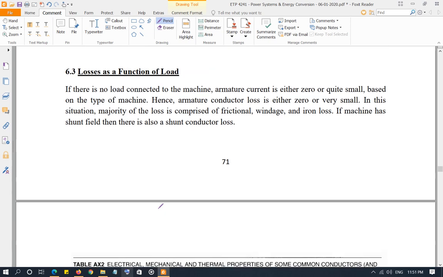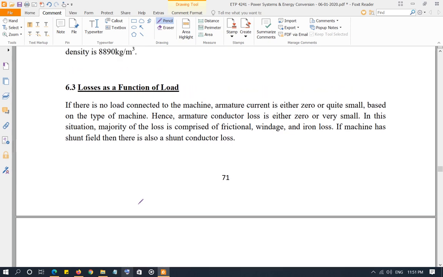Okay, I'm going to go back to the topic, losses as a function of load. When your machine is unloaded, for example your motor, if it is rotating without any load, then basically you have frictional losses and you have iron losses. Your armature current is extremely small if it's a motor, hence the armature copper losses can be neglected. Likewise, if you have a shunt field, you have a constant current going into the shunt, and those losses will be considered. If you have a compound motor with a series field, then armature current goes through the series field, and armature current at no load is quite small, hence those series losses can be ignored. So at no load, shunt losses, iron losses, and mechanical losses will be considered.